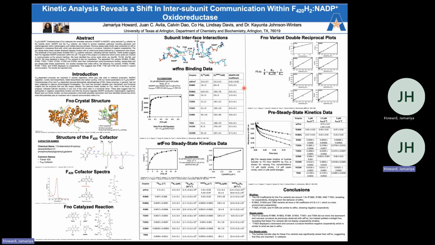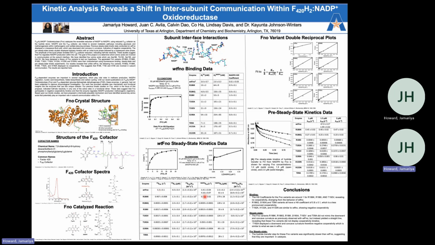So with the exception of T192A and the H133 variants, all of these variants actually displayed a change from negative cooperativity to no cooperativity. But the T192A and the two H133 variants still displayed negative cooperativity. We took it a step further and we also conducted steady state experiments. For the variants in comparison to wild type, what we actually saw was that the variants were much slower than what we saw for the kcat turnover for wild type FNO.